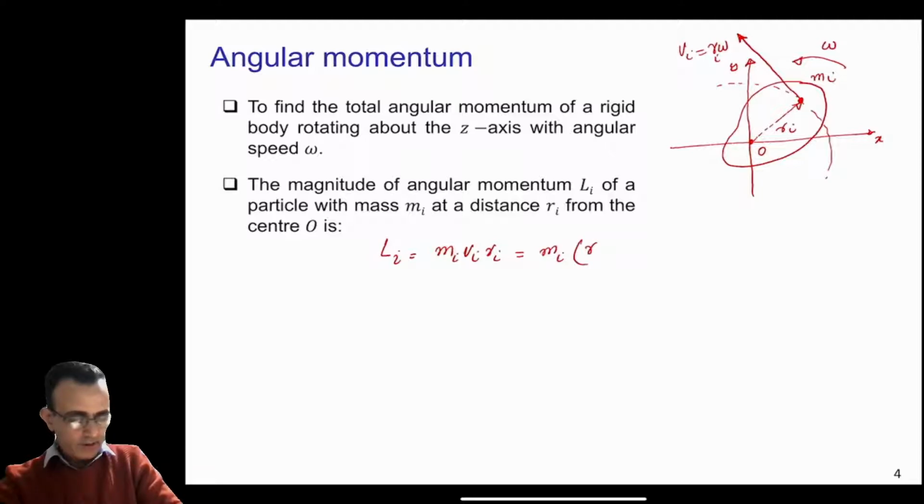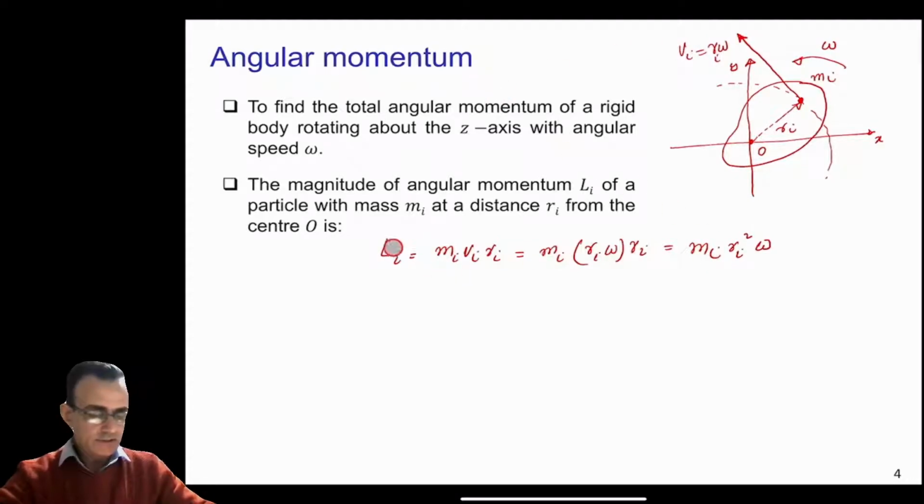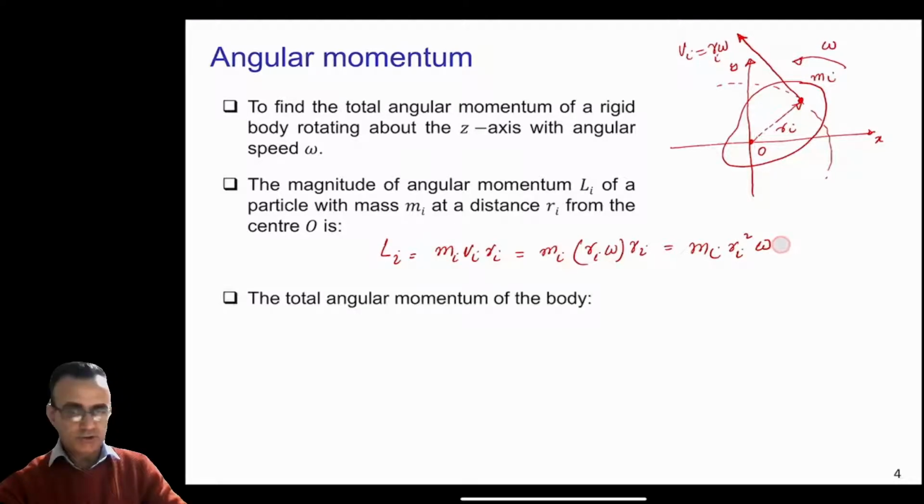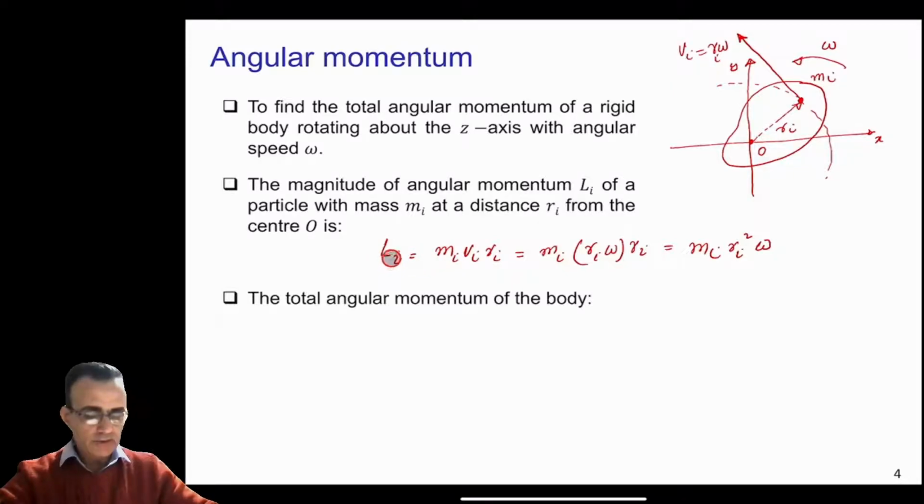We can replace vi by ri omega, and you will multiply this with ri. So this will become mi ri square omega. So this is the Li, which you will just calculate with mi, and then you will multiply with the ri square, and omega is the angular velocity here. So now this is the momentum of just one particle in the body.